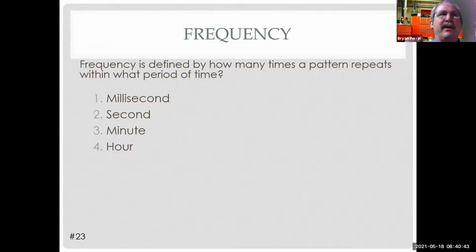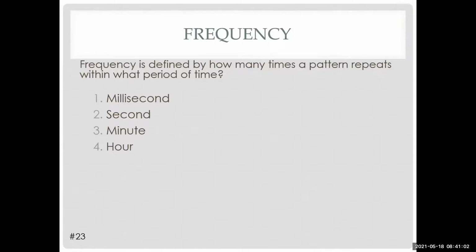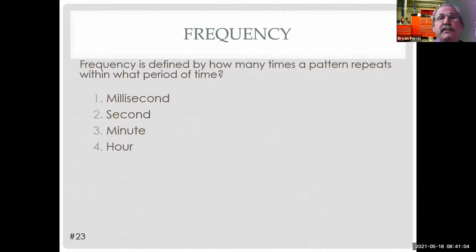So for example, in our house, the electricity that is powering my lights and my computer cycles at 60 hertz. That means the AC pattern repeats 60 times a second. Now, if I go to Europe, it only repeats 50 times a second, because their system is higher voltage and 50 hertz, a different system.